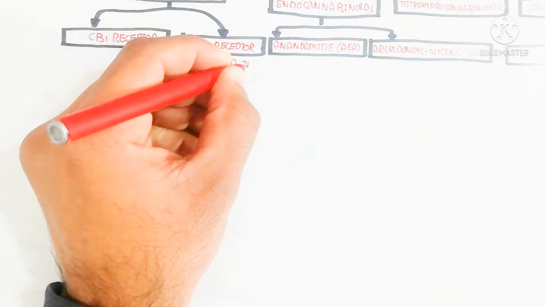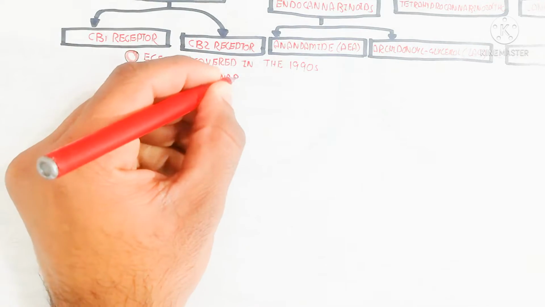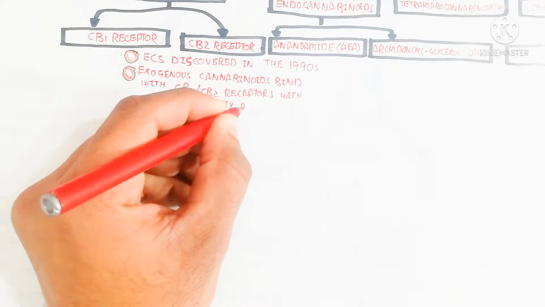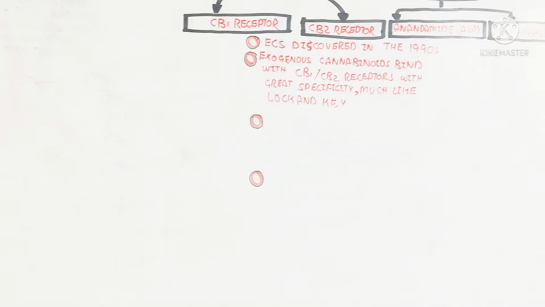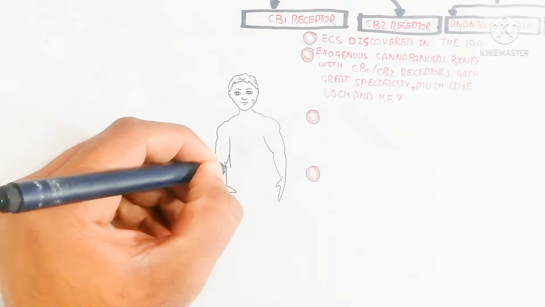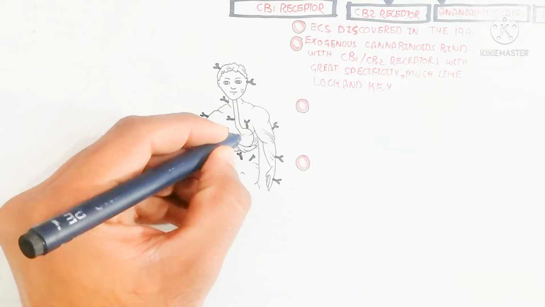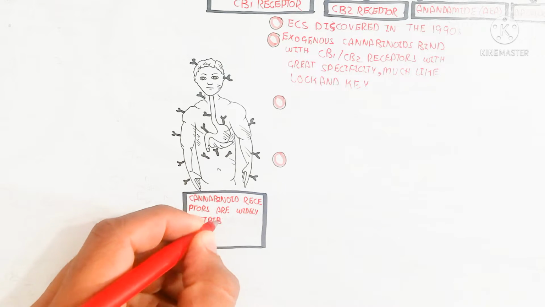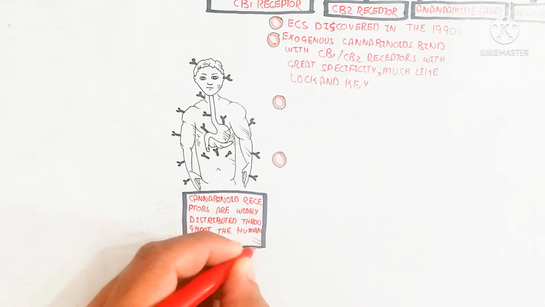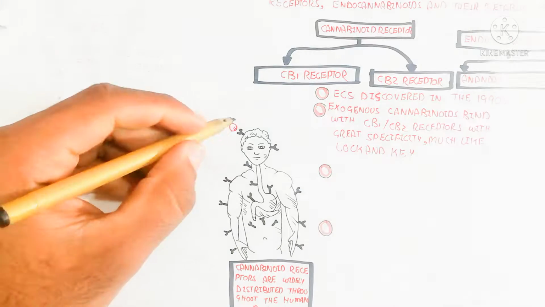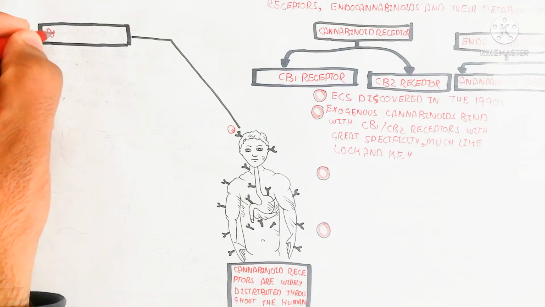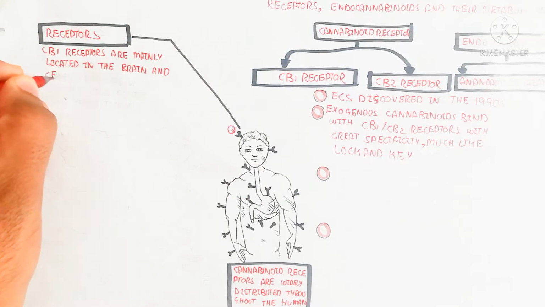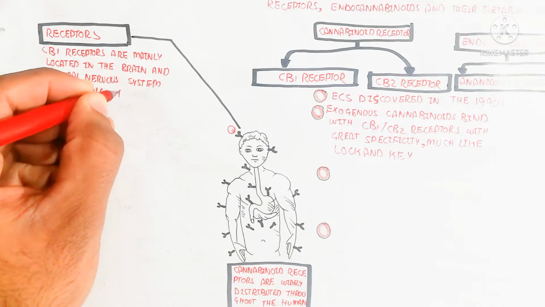The endocannabinoid system was discovered in 1990, and exogenous cannabinoids bind with the CB1 and CB2 receptors with great specificity, much like a lock and key. So specific cannabinoids will bind with a specific site. The receptors can be located throughout the body, but the CB1 receptor is mainly located in the brain and central nervous system, the brain and spinal cord, but is also found in other tissues, for example the pancreas and liver, for regulation and homeostasis.